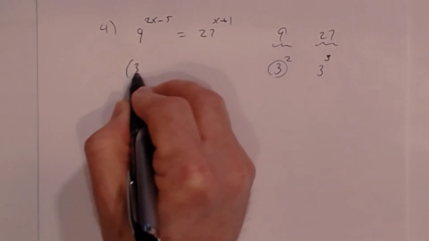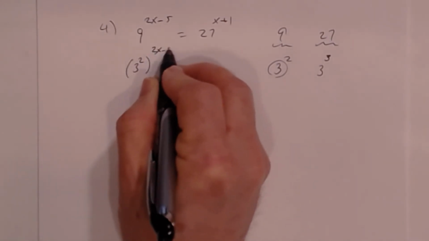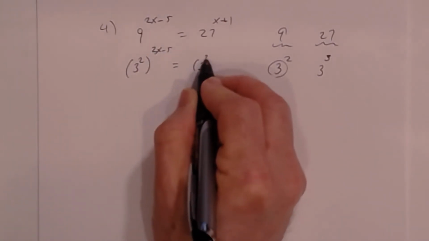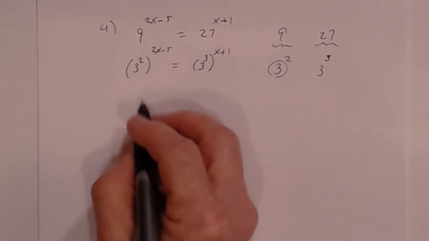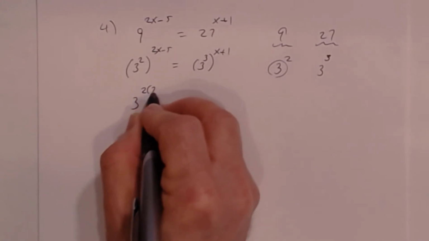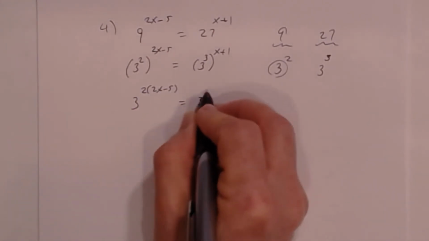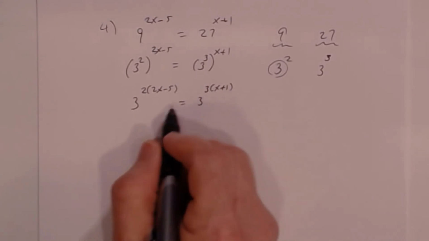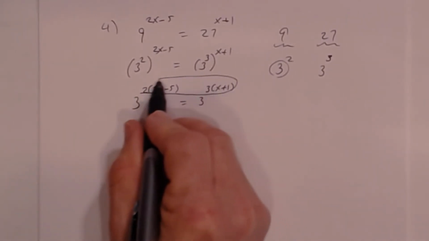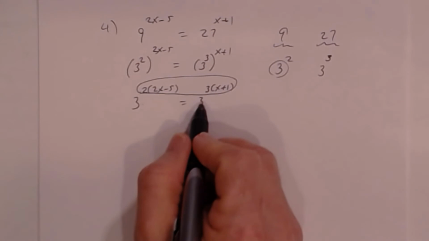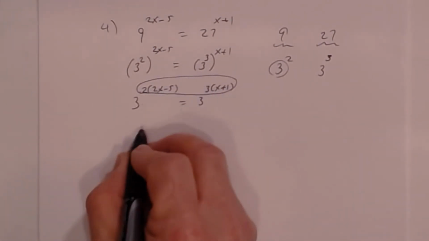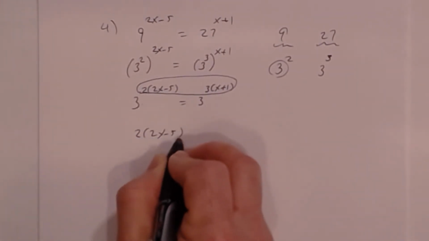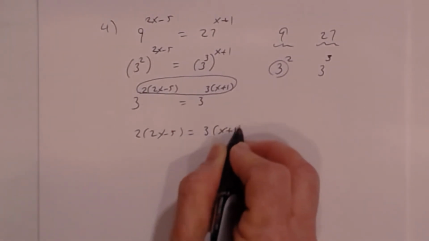So you're going to say 3 squared raised to 2x minus 5 equals 3 cubed raised to the x plus 1. And then you have a power raised to a power, so you're going to rewrite this as 3 to the 2 times 2x minus 5 equals 3 to the 3 times x plus 1. Now you're going to set those exponents equal to each other because you're using the one-to-one property: if you have an exponential equation and the bases are the same, then the exponents have to be equal. So you're going to say 2 times 2x minus 5 equals 3 times x plus 1.